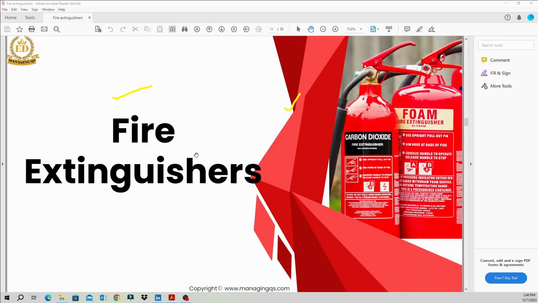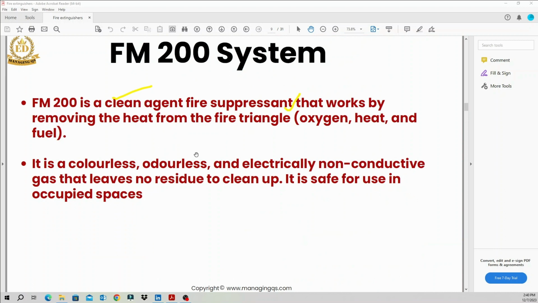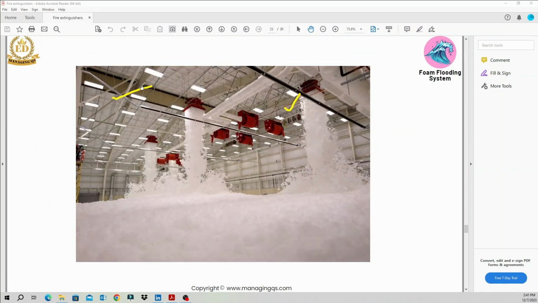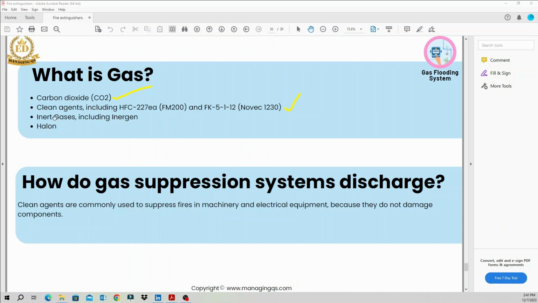As we discussed, the FM200 system is also one of the gas flooding systems. Normally we have to understand that there are some other gases also available for the gas flooding system. How is the gas suppression system discharged? It is commonly used for electrical equipment and machinery. Mainly the gases are used for electrical equipment, server areas, IT control rooms, something like this.